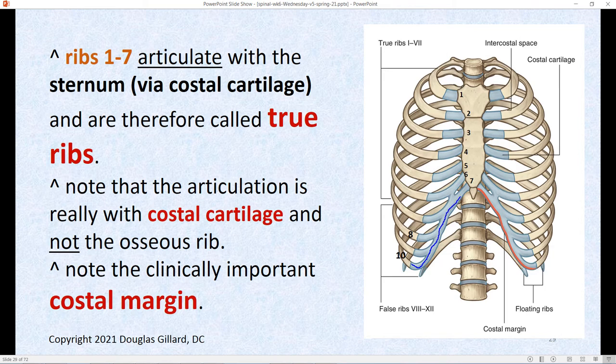This is the costal margin. Make a note card of that. It's the inferiormost part of the rib cage on the front side, and it's formed by the costal cartilage of rib number 10, number 9, number 8, and rib number 7. They all contribute to this important costal margin. Why do we care about this? Well, this is the separation point between the thorax and the abdomen.